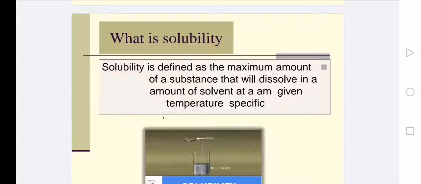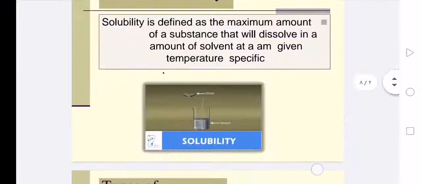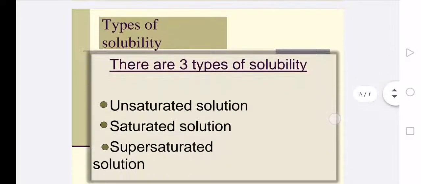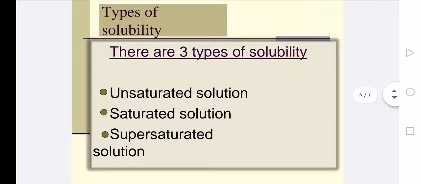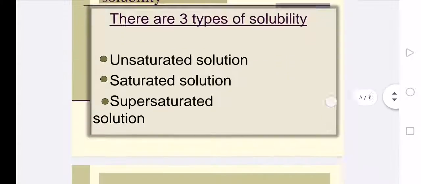The solubility is the maximum amount of the solute that will dissolve in the amount of solvent, and of course with a given temperature. The solubility has 3 types: unsaturated solution, saturated solution, and supersaturated solution. So what is the unsaturated solution?